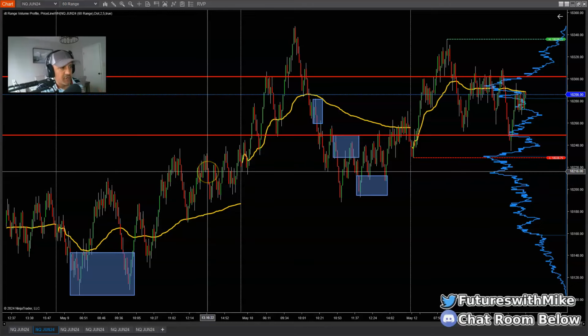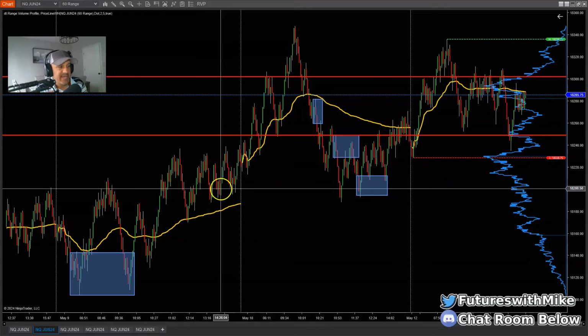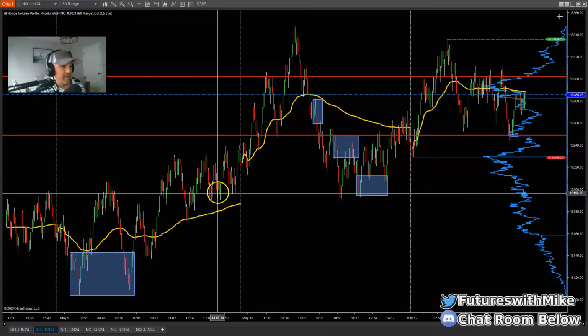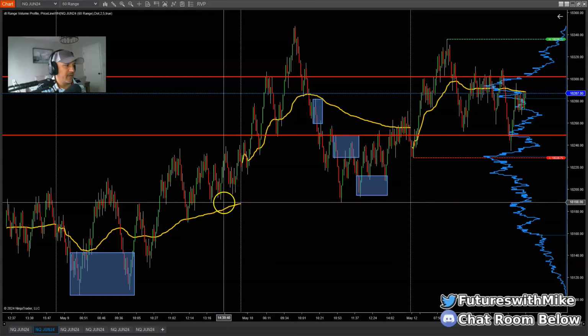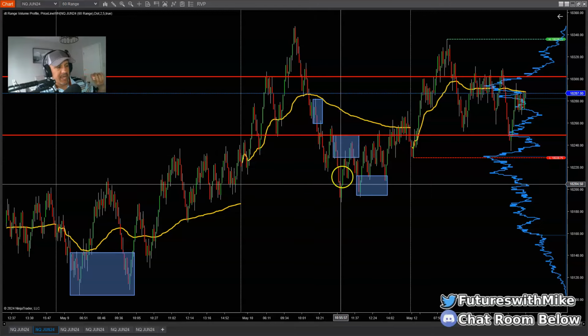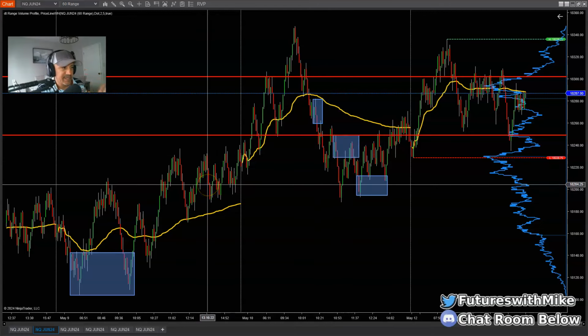Look to the left-hand side of your chart to see what's there and to see if we haven't taken out any areas of support. Then be very, very careful: even though this is a supply, you've got support resting right here to the left side of your chart.